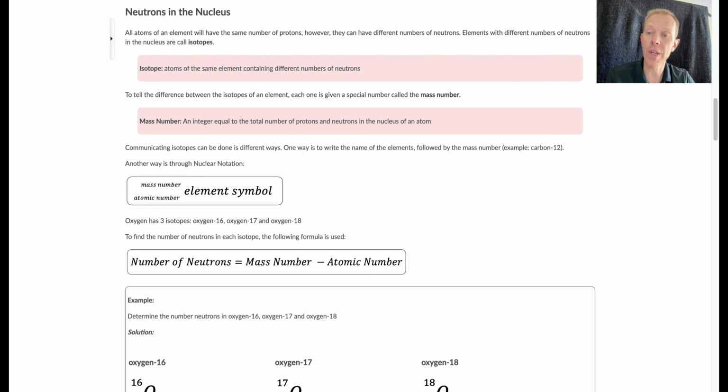Another thing that we have to know is the mass number. And this is just an integer, a math term just meaning a whole number, equal to the number of protons and neutrons found within the nucleus of that atom.